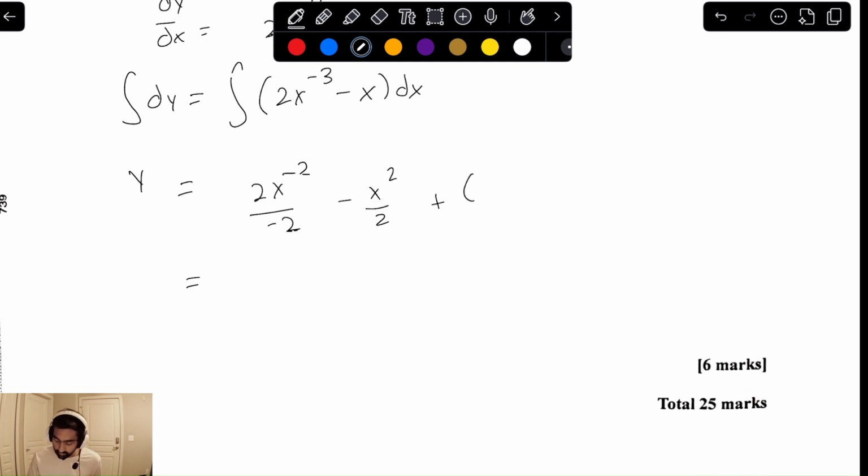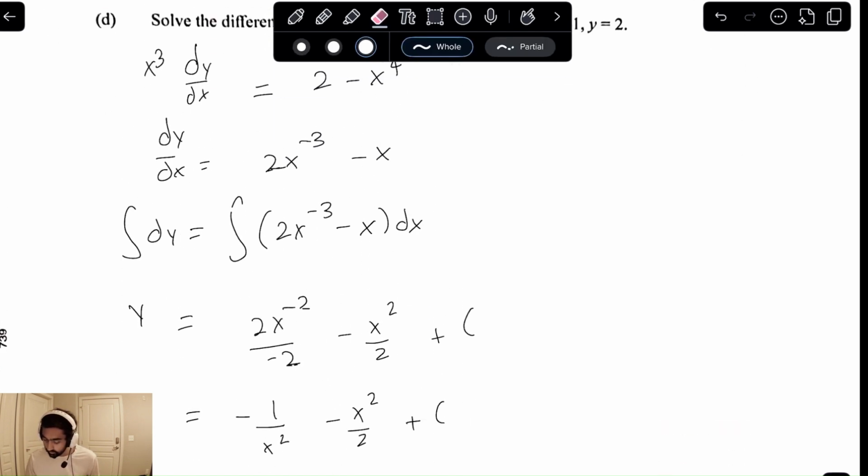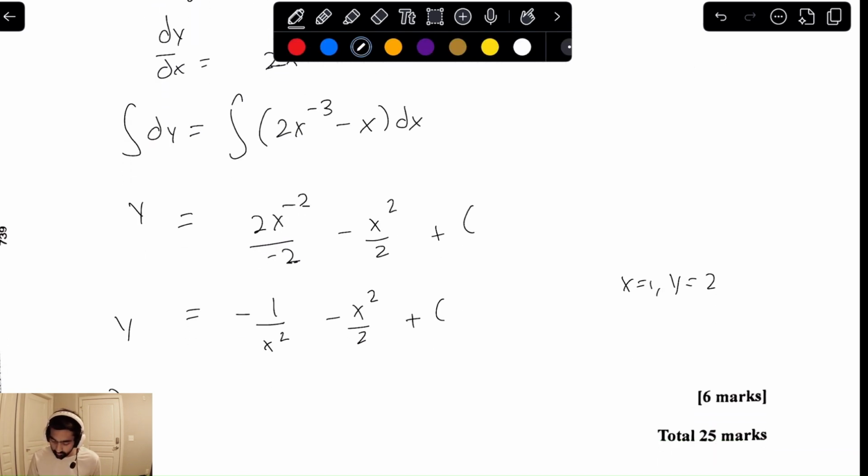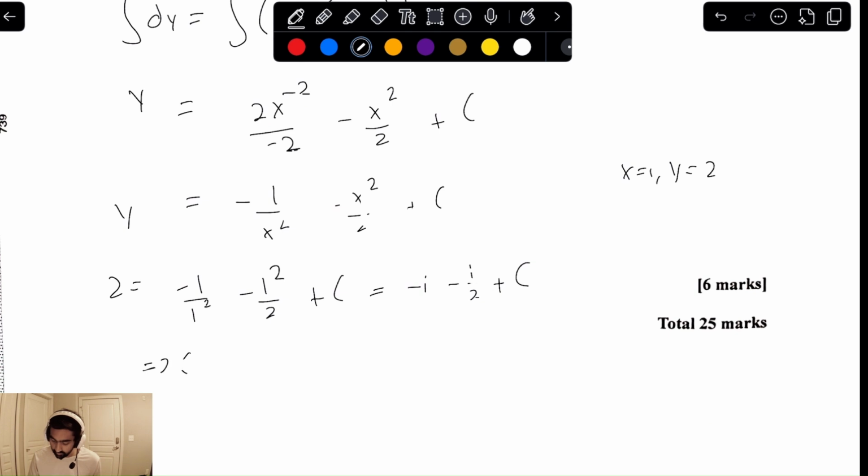And now I can simplify this as minus 1 over x squared minus x squared over 2 plus a constant c, which is equal to y. But they told us when x is equal to 1, y is equal to 2. So 2 is equal to minus 1 over 1 squared minus 1 squared over 2 plus c, which is minus 1 minus a half plus c. Therefore, c is equal to 7 over 2. And our full solution is y is equal to minus 1 over x squared minus x squared over 2 plus 7 over 2.